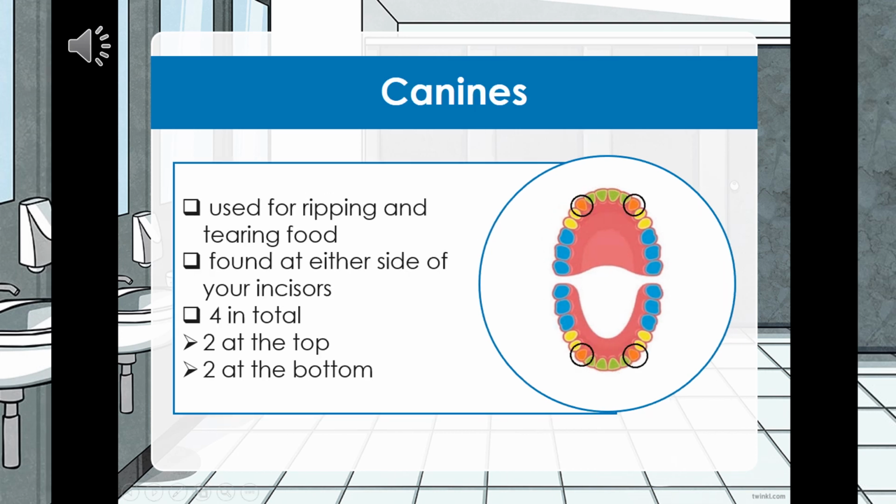Canines. Canines are the teeth used for ripping and tearing food. They are found at either side of your incisors, as you can see in the picture, the black circles highlighting your canines. They are total 4 in number, 2 in the upper jaw and 2 in the lower jaw.